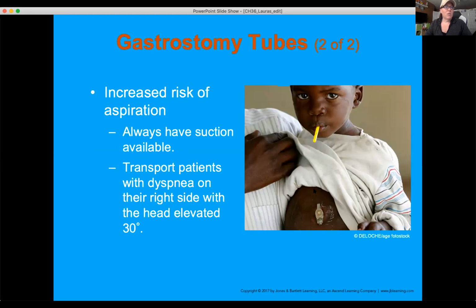So when you've got a patient that you're transporting with a G-tube, they do bleed around the site. They have a high risk of infection around the site, so they have to be very careful. Obviously, you don't want seatbelts and things like that sitting over the top of it, but they have a high risk for aspiration. So make sure that you keep their head elevated, especially if they've just had fluids placed into their G-tube.